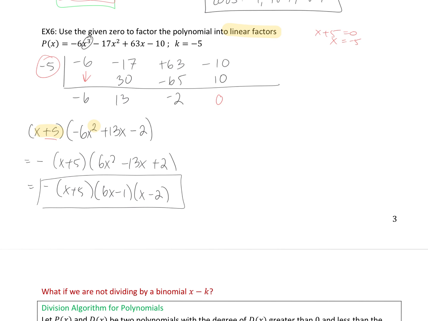Okay, so now we went ahead and factored it into linear factors. Again, linear meaning we have an exponent of 1 on all of the variables, and we're done. So the synthetic division helps us break our polynomial down into a lower degree polynomial, and then we can continue factoring it.